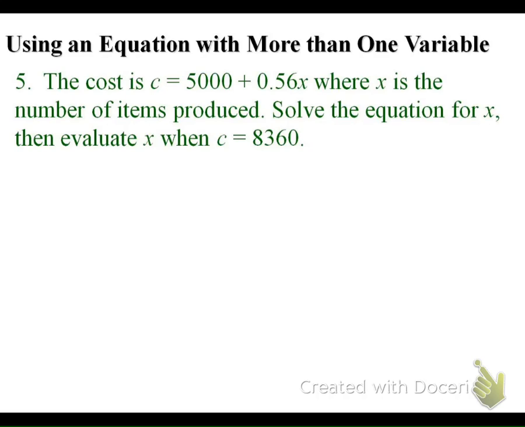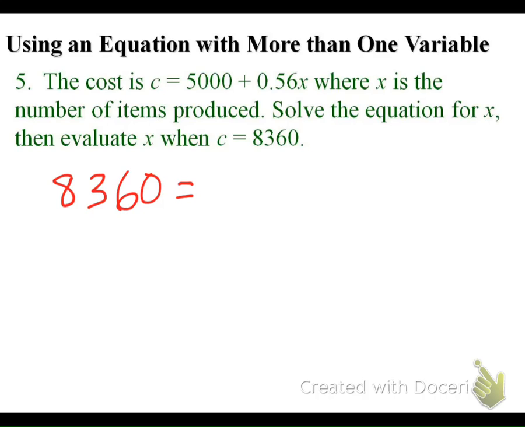Okay, so in this word problem, they give us the formula they want us to use. C equals 5,000 plus 0.56x. They tell us what they want C to equal. Again, you could do this 2 ways. It tells you to get x by itself first, then evaluate it for C. You could really plug C in first, then get x by itself. That's actually the way I prefer.